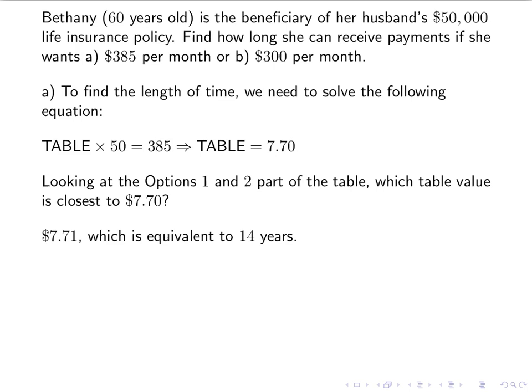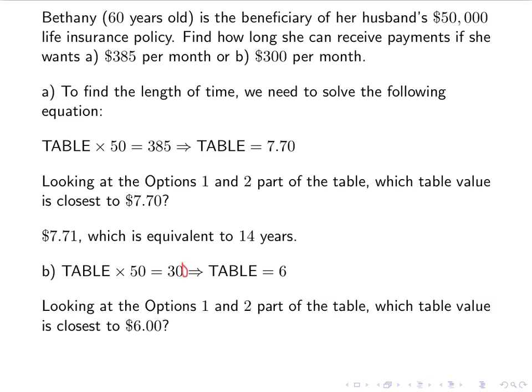What about B? What if she wants $300 per month? So again, we're going to have the table times the 50 equals 300. 300 divided by 50 is 6. So again, we look at the table under options 1 and 2, amount, which one is closest to 6? And that's going to be the 6.08. Hopefully everyone can see it. And then we just move to the column before that and look for the years, which is 18.